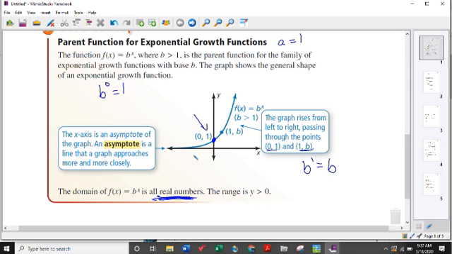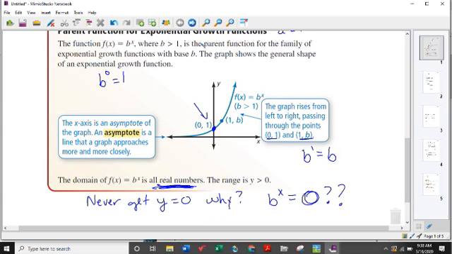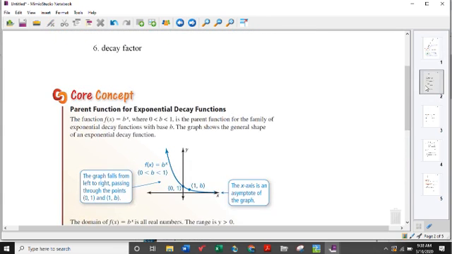In this case, we'll never get a 0 out for a y value. We'll never get y equal to 0. Why? How do you raise something to an exponent and get out 0? You can't. An exponent is a repeated multiplication problem, and there's no way you can get out 0 unless you're multiplying 0 by 0 by 0 by 0 by 0. All right, looking at the next page.